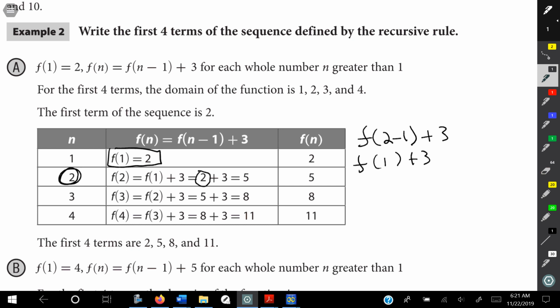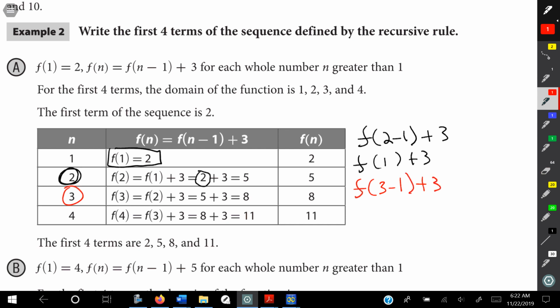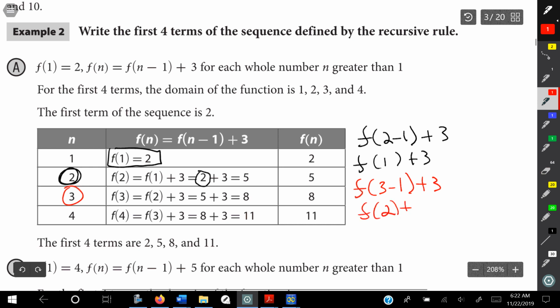So what would happen if you plug in 3? Well, let me show you. If we plug in 3 into the original recursive rule, you have f of 3 minus 1 plus 3. And then 3 minus 1 is f of 2 plus 3. But what's f of 2? Well, f of 2 is 5. So that's why they plugged in 5 here. So they're doing 5 plus 3.